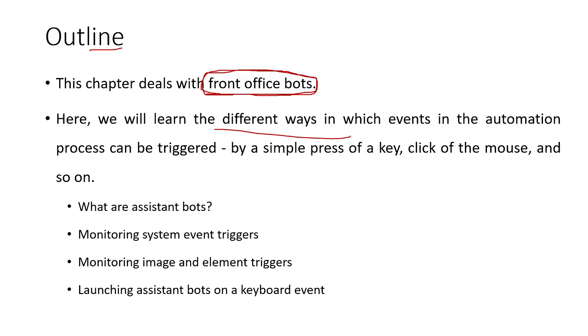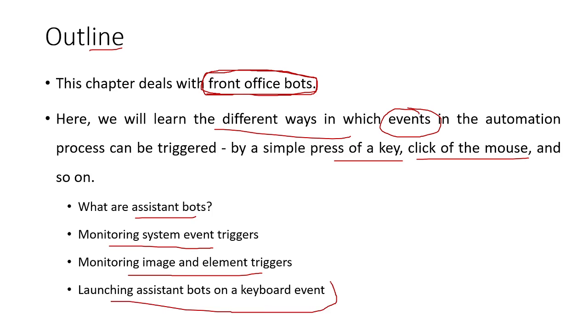Here you will learn different ways in which user events like clicking of the mouse button, pressing a key on the keyboard, are handled. These are the concepts that you will learn in this chapter, right? Specifically you will learn about assistant bots. You will learn how to monitor the system event triggers, how to monitor the image and element trigger events, and finally we shall conclude this chapter by learning how we can launch assistant bots on the keyboard event. I mean, bottom line is, at the end of this chapter you will be in a position to build assistant bots.